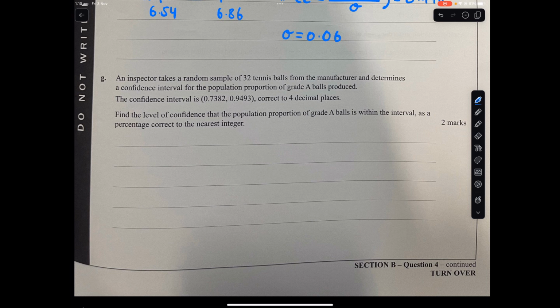So to do that, we just need to find the z value. So if I just think about it, if I use one of these, for example, I know the formula is p hat minus z square root p hat 1 minus p hat over n. This here should equal this one over here, 0.7382. P hat is easy because p hat is just the addition of them divided by 2.